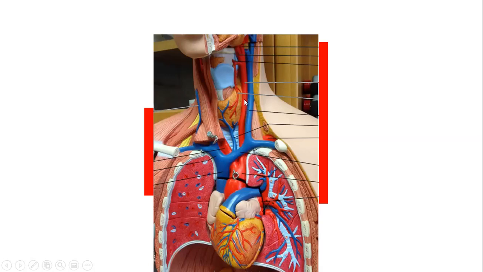This would be your left common carotid. And of course, it's going to split up here into your internal and external carotids. Okay, so then you're going to go underneath the clavicle here. So that's going to be subclavian right there. Let's see. Okay, there's your aorta.